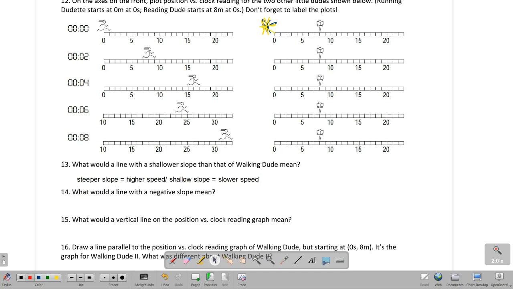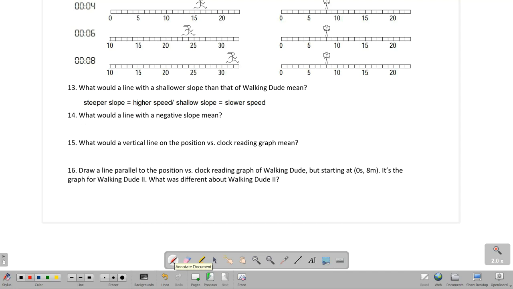Okay. So what would a line with a negative slope mean? Well, this is where it becomes important to distinguish between speed and velocity. A line with a negative slope would just mean that you were traveling in the opposite direction. If you have a positive slope, you're traveling in the positive direction. A negative slope, traveling in the negative direction. So I'm just going to write negative direction.